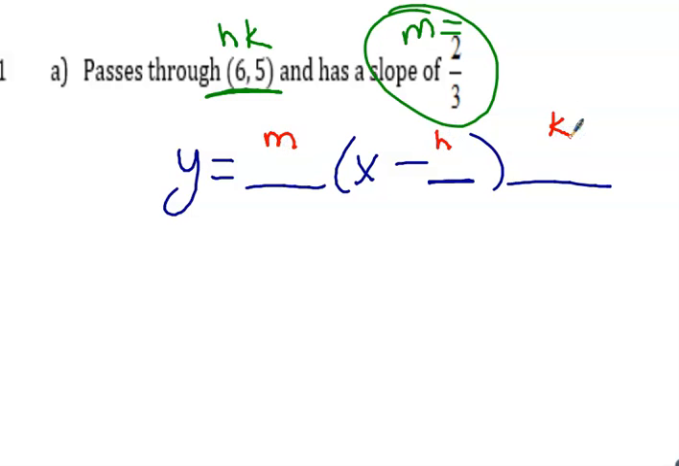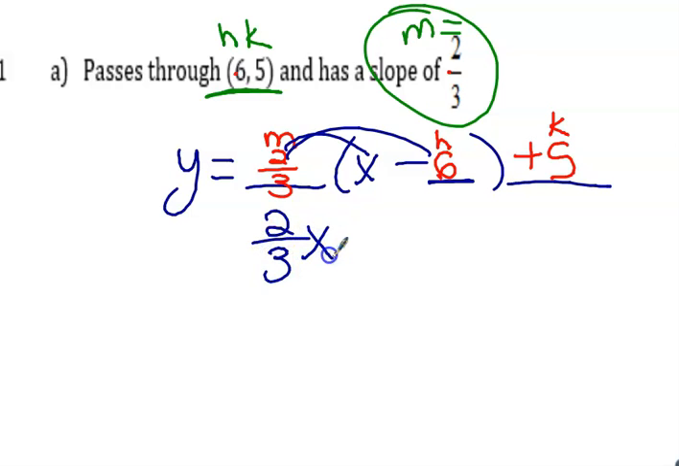So I like to organize it so then I don't mess up anything and I know what I'm looking for. So I'm plugging in my m, plugging in my h, plugging in my k. Now I distribute. So 2/3 times x is 2/3 x. People are forgetting the second one. I make a hoop for a reason. I need to times 2/3 times -6.